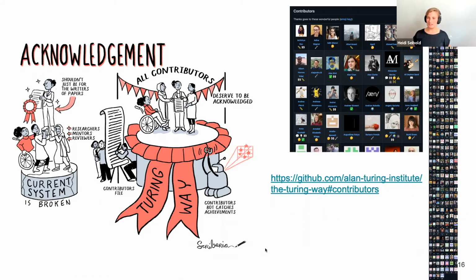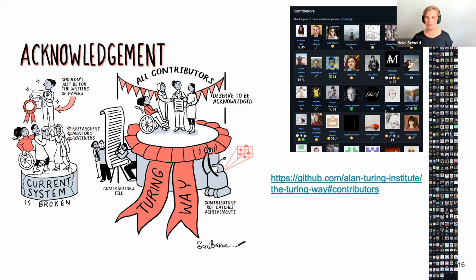What I really like as well about the Turing Way, since it's such a big project and so many people are involved, is that there's this very clear path of how you can get acknowledged for contributing. And that is something that you can see on the GitHub as well. What you see here on the right-hand side are all the little pictures of the different people who have been contributing to the project.